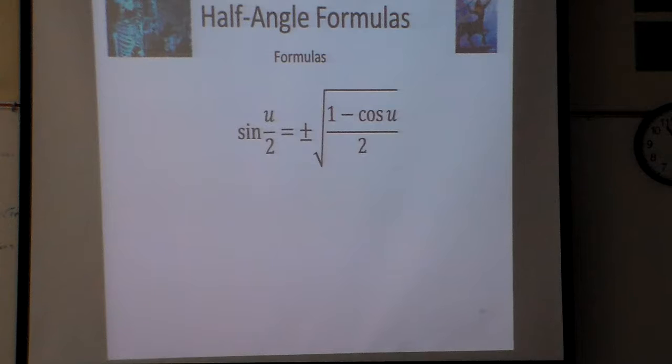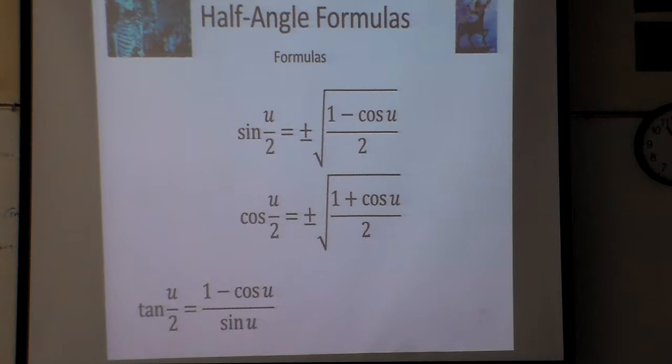So here we go. Here are our formulas. Take the angle divided by 2. Sine u over 2 is plus or minus the square root of 1 minus cosine u over 2. Cosine u over 2 is plus or minus the square root of 1 plus cosine u over 2. And we have two of them for tangent. Tangent u over 2 can be this one or the following one. Both of them will work.